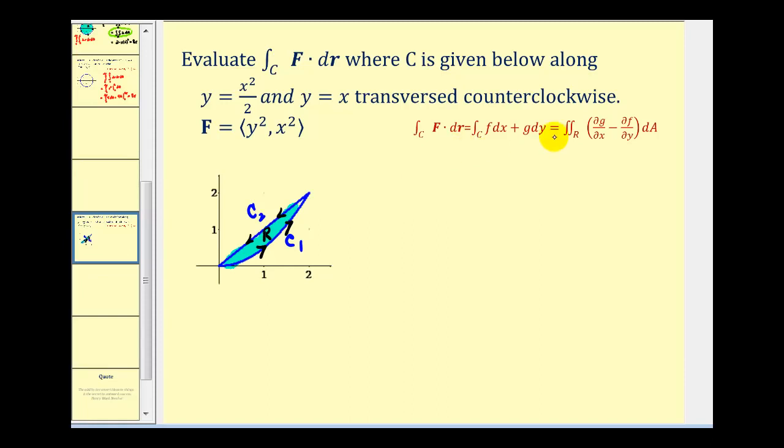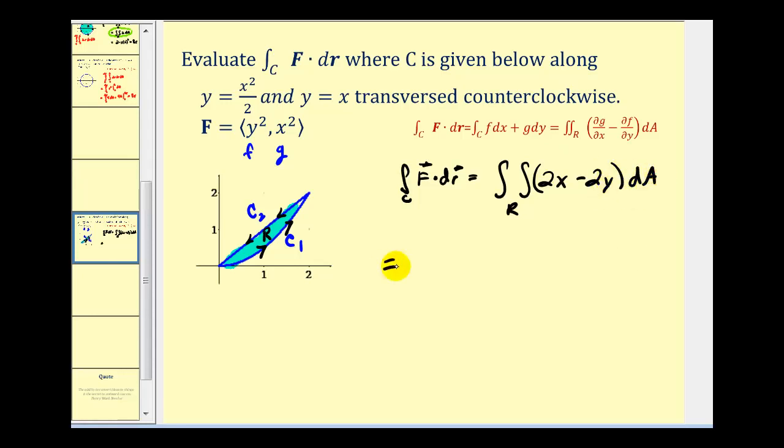So to evaluate this, let's go ahead and convert this to a double integral over the region R using Green's theorem. So again, little f would be the x component of the vector field F, and g would be the y component. So our line integral is going to be equal to the double integral over the region R of the partial derivative of g with respect to x, that's going to be 2x, minus the partial derivative of f with respect to y, that's going to be 2y, dA. Now we need to decide the order of integration, meaning do we want dA to be dy dx or dx dy?